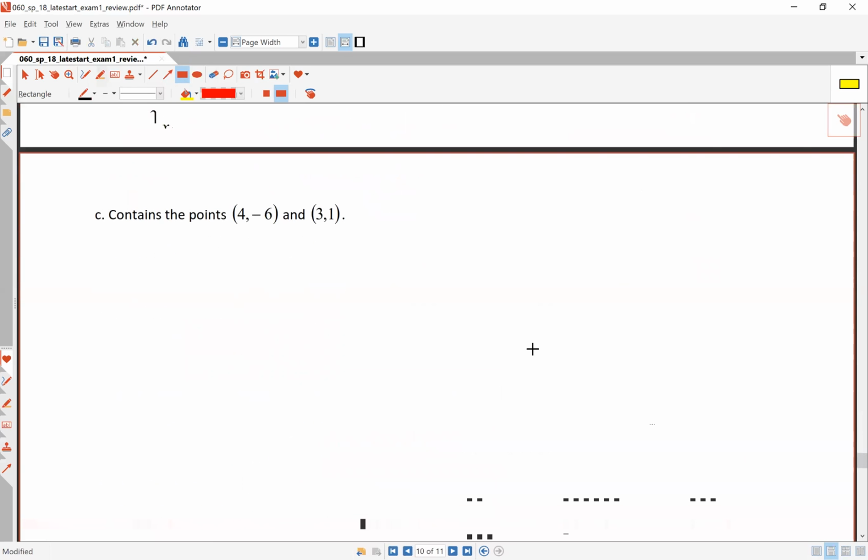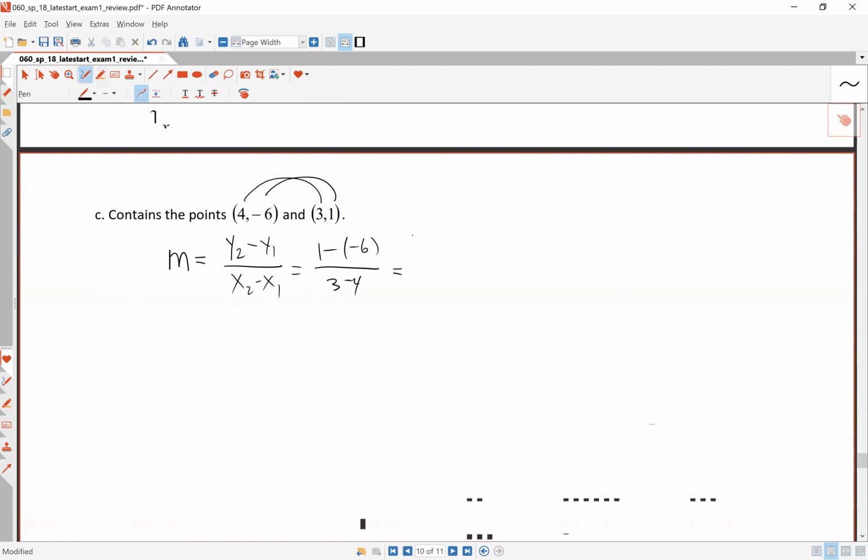When it contains 2 points, then you first have to find the slope. And remember, the slope is y2 minus y1 over x2 minus x1. So 1 minus negative 6 over 3 minus 4. 1 minus negative 6 is 1 plus 6, which is 7. And 3 minus 4 is -1, so that gives us a slope of -7.